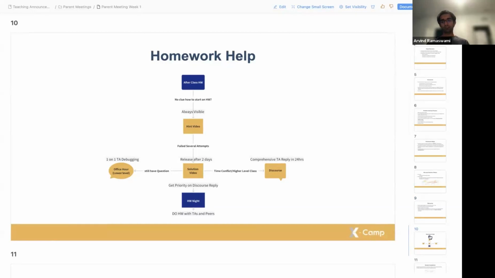And after the solution video, if you still are not quite understanding how the problem works or what's wrong with your submission, well, for our lower level classes, we offer office hours where you can get one-on-one TA debugging help. And if you have a time conflict with that, or you're in a higher level class where we don't have such a need for one-on-one help, we have Discourse where you can always ask questions, and you'll get a reply within 24 hours. And then you can also just go to homework night and ask your questions there.